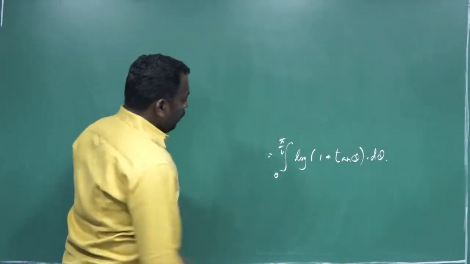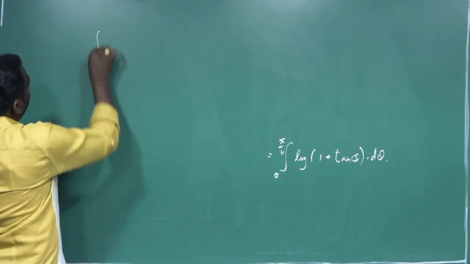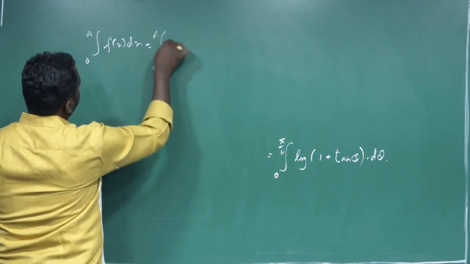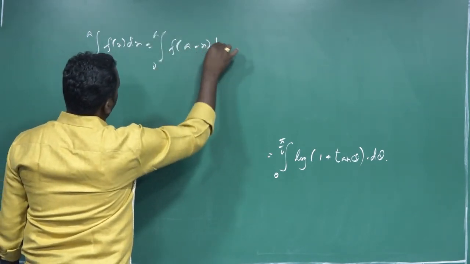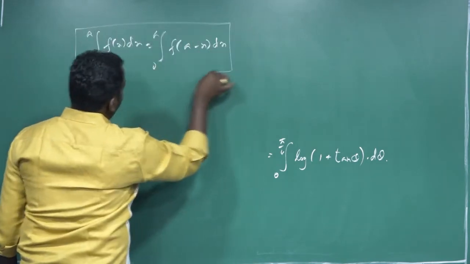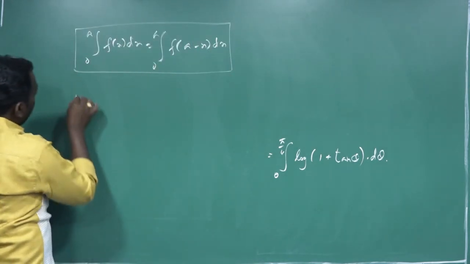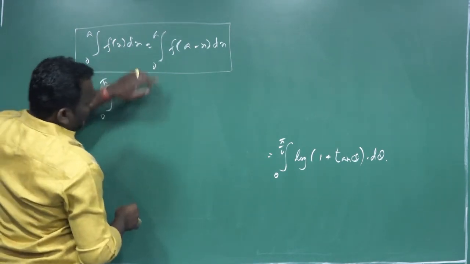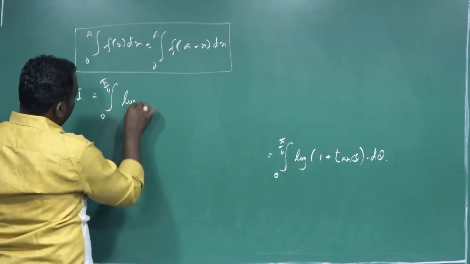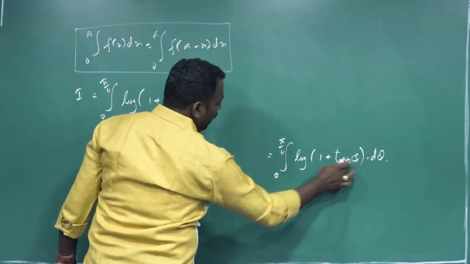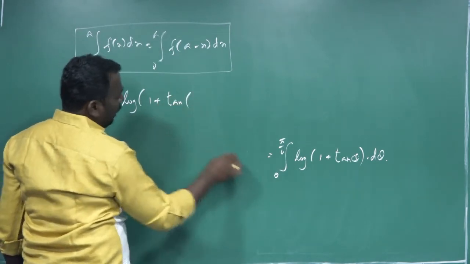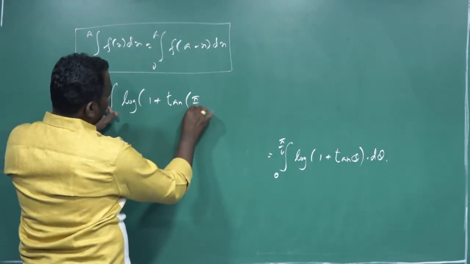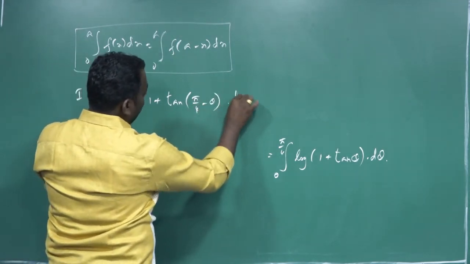The next line, for the last equation we just apply the integral formula. Integral 0 to a f of x into dx is equal to integral 0 to a f of a minus x into dx. Using this integral property, the last given I is equal to integral 0 to pi by 4 of log of 1 plus tan theta, which we can write as a minus theta, where a is pi by 4, so pi by 4 minus theta into d theta.